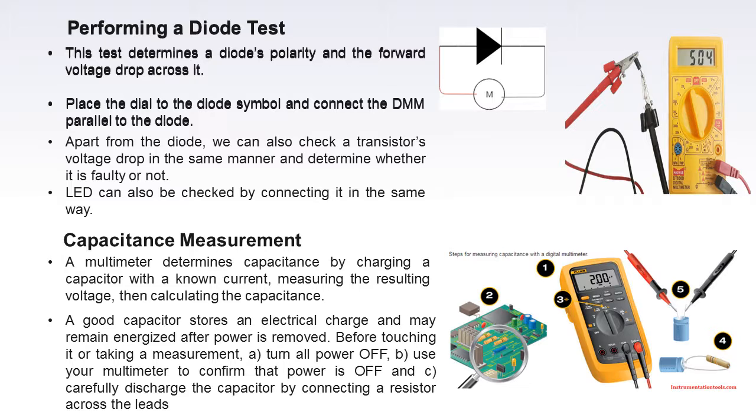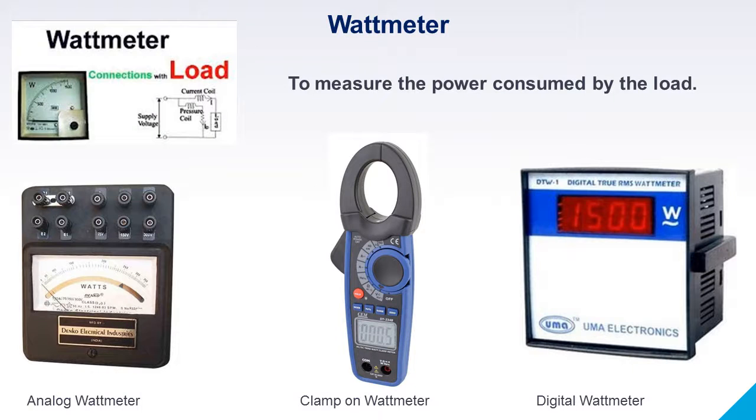So first you should turn off the power of the circuit, then you can check or remove the capacitor, then put the multimeter switch in the capacitance mode. Before that, you should discharge the capacitor by connecting resistance across it, and then connect the probes to the capacitor to measure the capacitance value using multimeter.